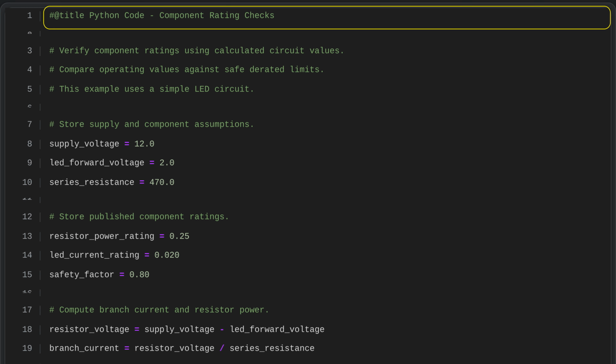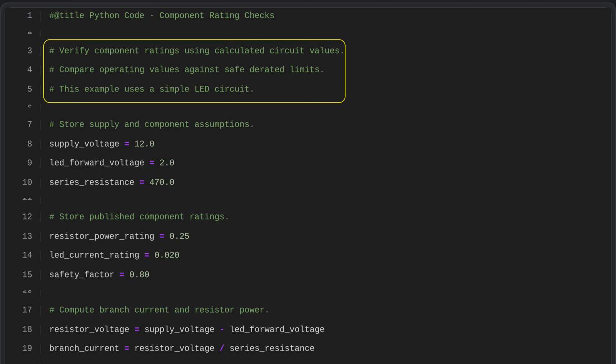Python code. Component rating checks. Use calculated circuit values to check that each component is properly rated. Then compare the expected operating conditions with safe derated limits. This example applies that process to a simple LED circuit.